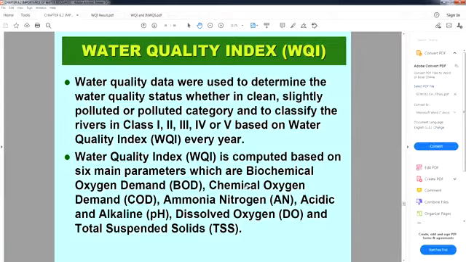Which is acidic and alkaline level (pH), dissolved oxygen (DO), and total suspended solids (TSS). Okay, so these are the parameters that you are required to determine the concentration of. So from this concentration, kita boleh determine what is the quality index of this river.